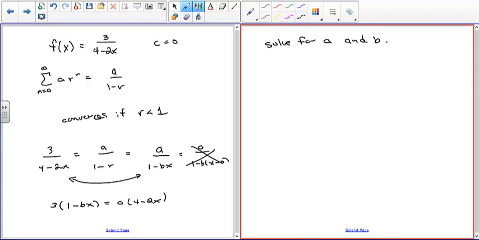So what you're going to do is you're going to multiply it out, and you'll have terms that involve x. So you'll set those coefficients equal to each other. And then you have terms that don't involve x, and you'll set those equal to each other. So you'll end up with two equations and two unknowns. So we'll have negative 3b and negative 3bx and 4a, well, negative 2ax. So then you just set the coefficients equal to each other, just like we did with partial fractions.